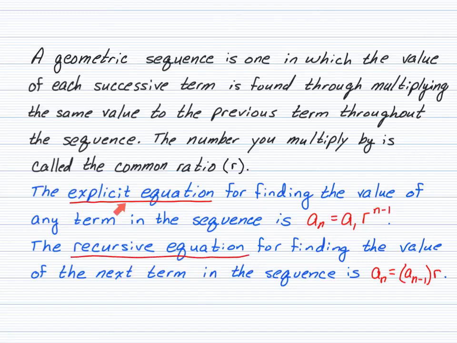And your explicit equation for finding the value of any term in your sequence is going to be a sub n equals a sub 1 times r raised to the n minus 1. And then your recursive equation for finding the next value in your sequence is going to be a sub n equals a sub n minus 1, which once again just refers to your previous term, and you're going to be multiplying your previous term times that common ratio.